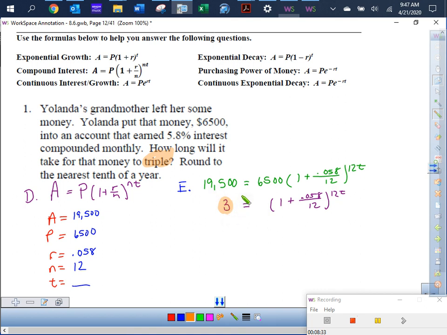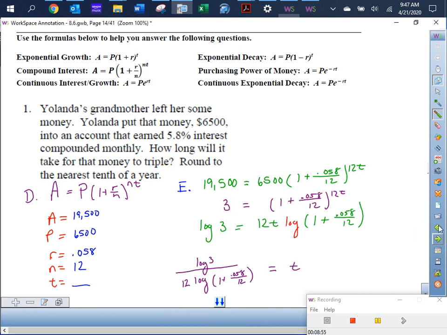In this case, it's 3. And now it's time to log both sides. You could log both sides, or you could natural log both sides. The only time I would natural log both sides is if the base was e. And see, it's not e, so I'm going to common log both sides, and that brings the exponent down in front. So I get the log of 3 equals all of this mumbo jumbo.